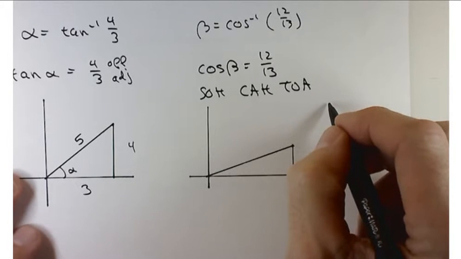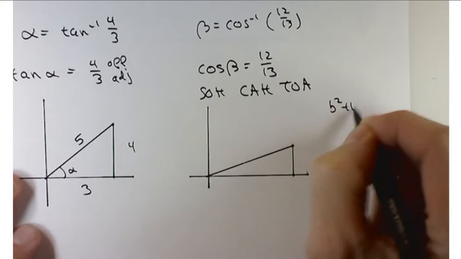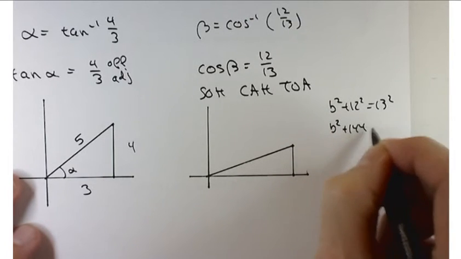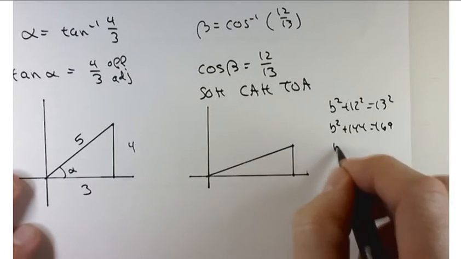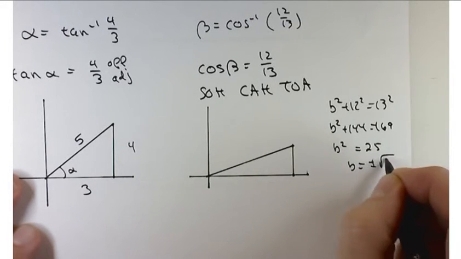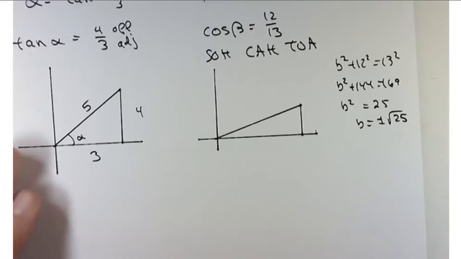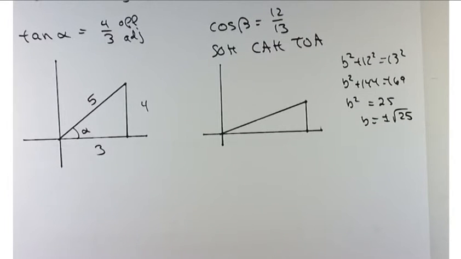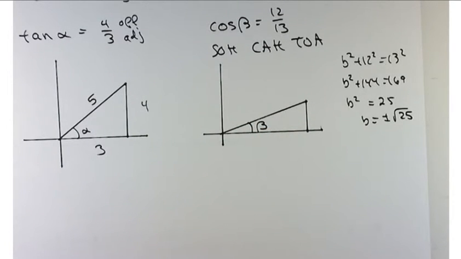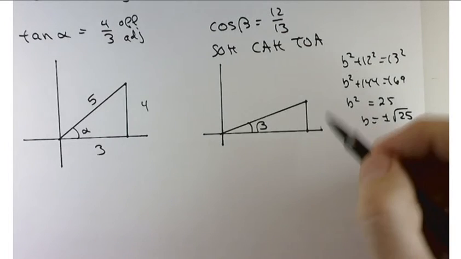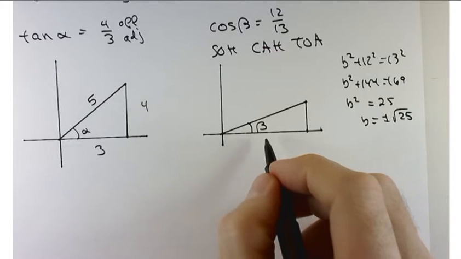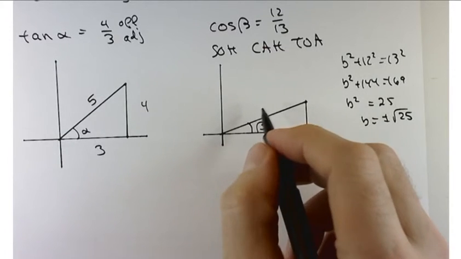So here's beta. Beta is going to be, let's see, what sides can I label for beta? 12, hypotenuse 13. Perfect. So from the Pythagorean Theorem, we can solve for this unknown side. 12 squared plus 5 squared is 13 squared, so a nice Pythagorean triple. And we're going to choose the positive root because we're in the first quadrant. There's your beta.